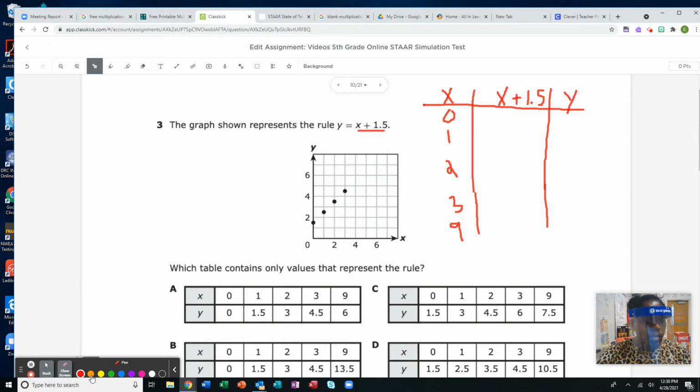So when x is 0, we add 1.5 to it. And 0 plus 1.5 means that our y would be 1.5. Next, I'm going to go and add 1 to 1.5. And we have a 1, which is a whole number, and a 1 that is a whole number. So we're going to have a 2 as our whole number now, and then 0.5.